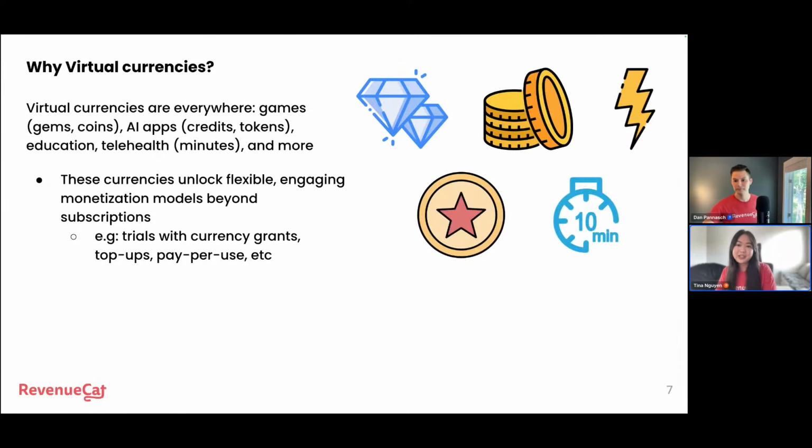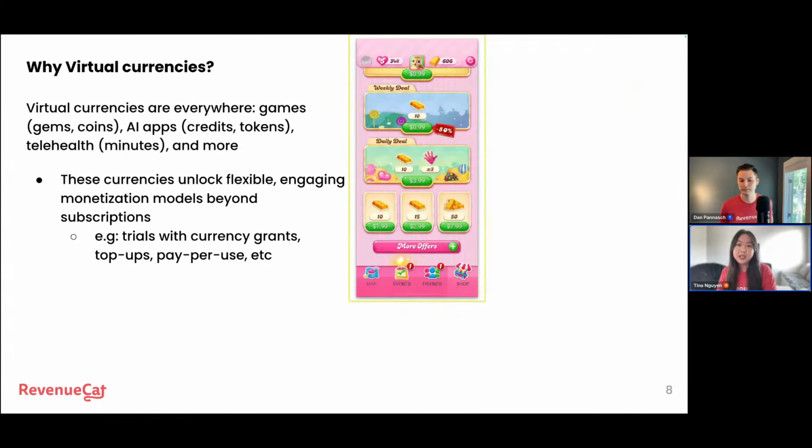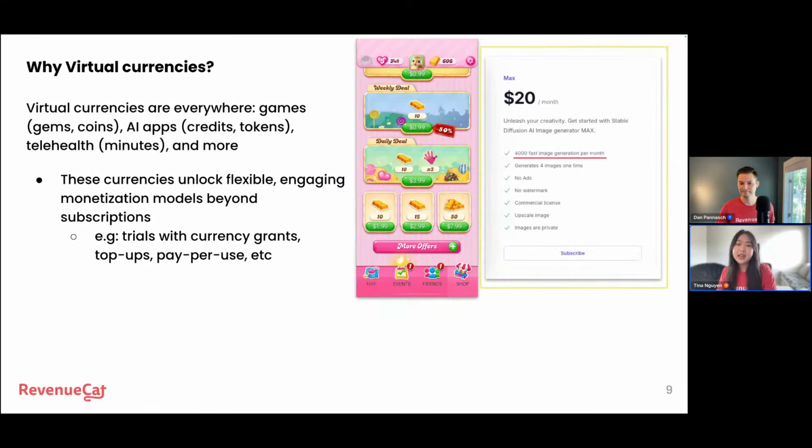And of course, you know that games have been doing this for a pretty long time. Games such as Candy Crush and the purchase of gold bars. But this model has also spread beyond gaming. For example, AI tools have credits for generating images and all sorts of credits that customers can claim to perform some type of action inside the app, whether this is being purchased through trials, currency grants, if they're doing a top up, or this pay per use case as well.